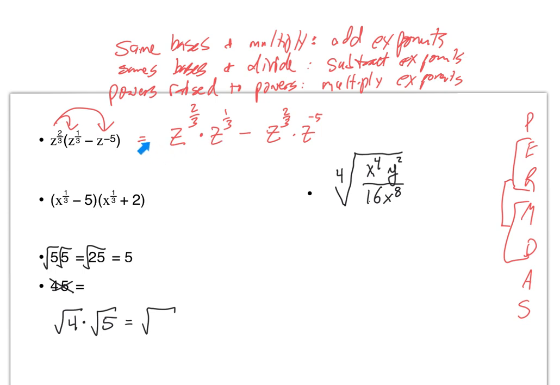Same bases, they're both base z, which means I can add their exponents. Z to the 2/3 plus 1/3, minus, right, add and subtract. These two will not be able to combine because they are going to have different exponents. So when I'm subtracting, I'm going to leave them as two different terms. And then here, same bases, add their exponents. Z to the 2/3 minus 5.